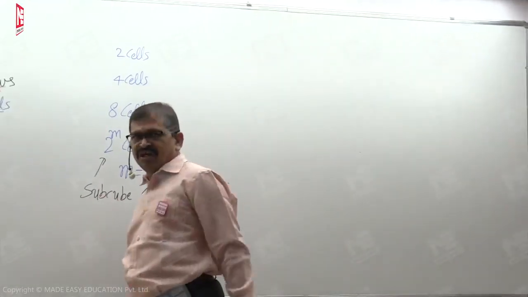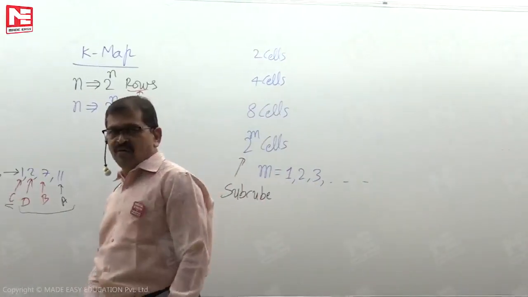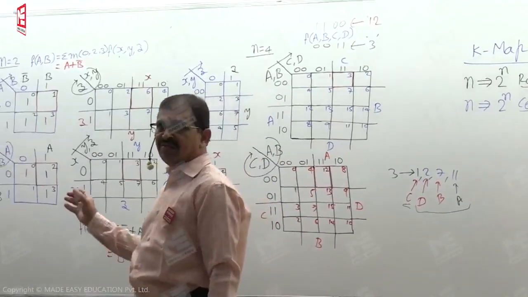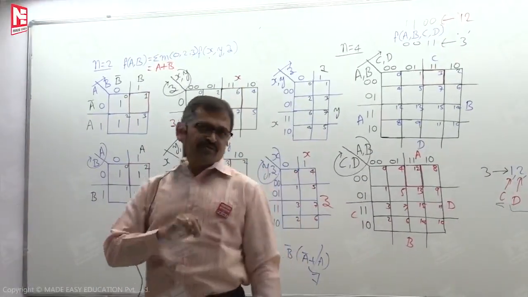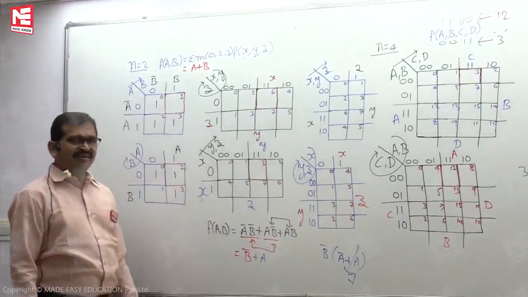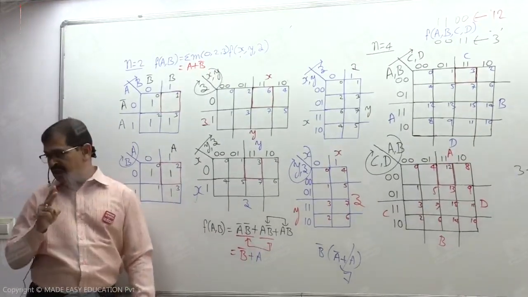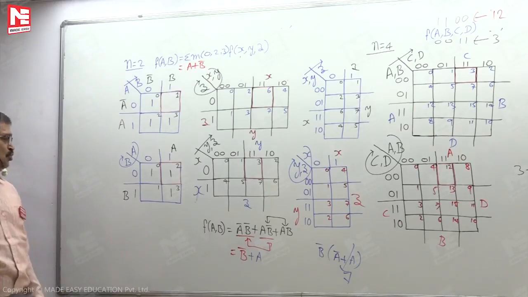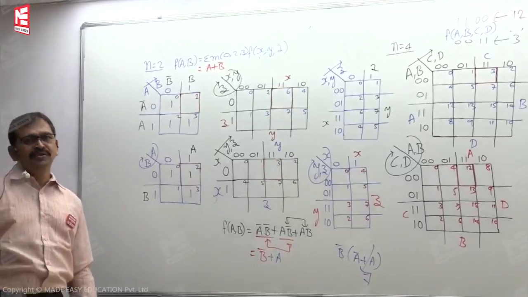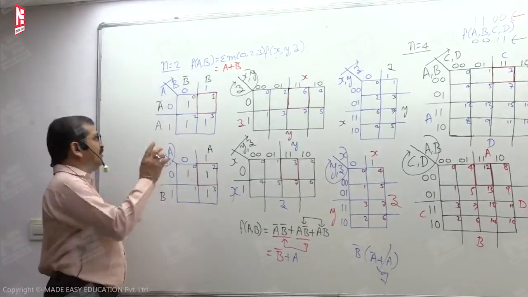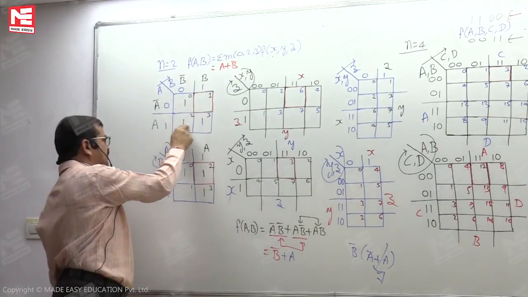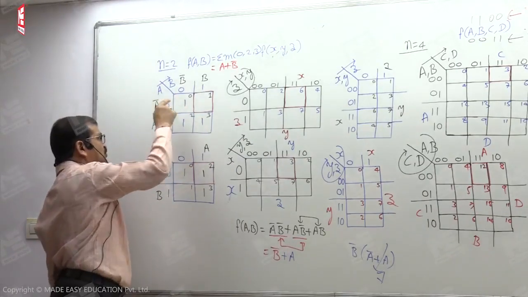In the 2 variable example we are looking at here, in this 2 variable function, we have the possibility of 2-cell subcubes. In general, it is possible to group 2 cells if and only if those 2 cells are adjacent to each other. If you look here, for the cell 0, the cell 2 is an adjacent cell. So it is possible to group these 2 cells.